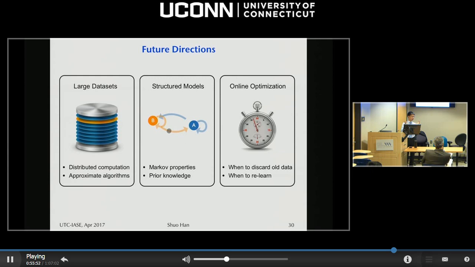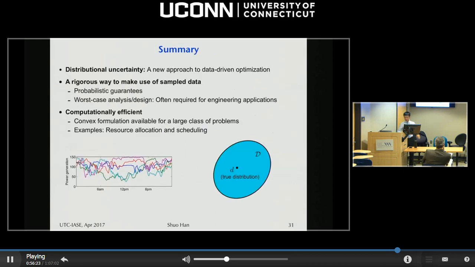For example, Markov properties. But the question is, what is the proper way of incorporating those prior knowledge into the distributional uncertainty? And that may also be a key factor in speeding up the algorithm to make it run in real time. And in terms of running in real time, there are other things to consider. For example, when to discard older data, when to relearn the system, how often you refresh, if you will. So this is the last slide. So I want to summarize.